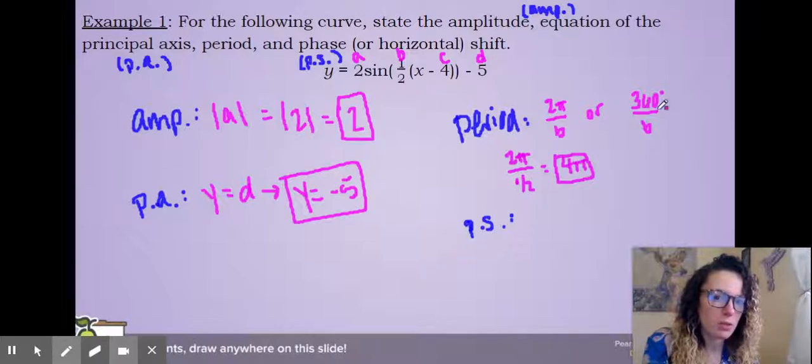If I wanted to do degrees, so 360 over 1/2, it's the same thing, you're really just multiplying it by 2. So we're getting 720.